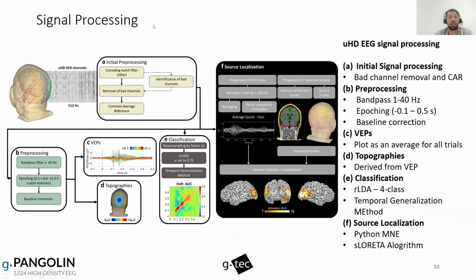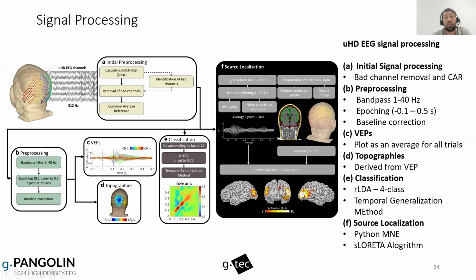For signal processing, we had a lot of different steps. We have some initial processing by identifying bad channels, removing them, and afterwards performing a common average reference. That is actually typically what we do with our high density data. And then we process the data with a bandpass, we epoch them, we do some baseline correction, then we plot the visually evoked potentials. And from that, we also plot the topographies. Afterwards, we perform classification, for example, with the temporal generalization method.